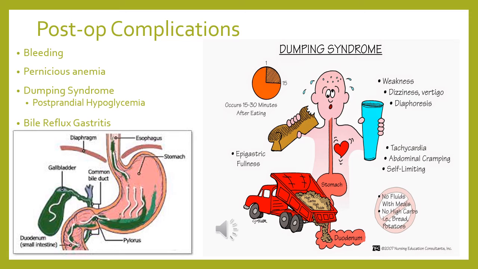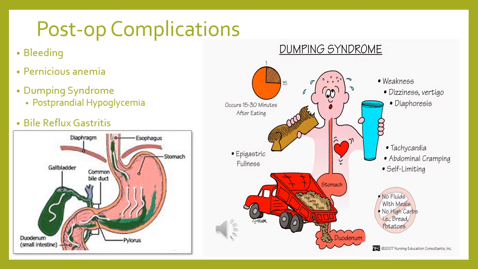When this happens, it's because the lower portion of the stomach was removed, including the sphincter that controls the movement of gastric content into the duodenum. Due to that loss, there's no control of when that content empties into the duodenum. So as pictured here with the dump truck, food goes into the stomach and suddenly dumps into the duodenum.